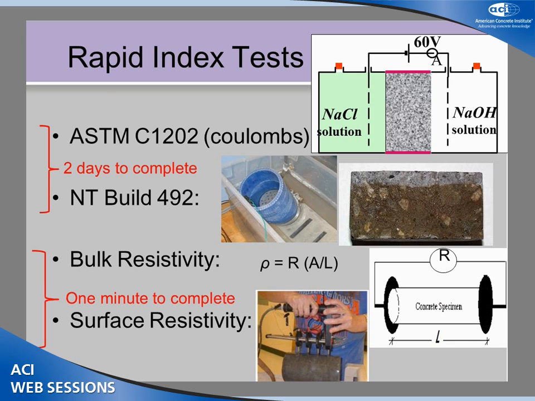The difference, it's all relative what rapid means. Typically, with ASTM C1202 and the Nordtest method, you're looking at 2 days to complete the test. By the time you prepare the sample, precondition the sample, and run the test, you're looking at 2 days. Whereas with these resistivity test methods, you're looking at on the order of 1 minute to do the test. So the sample preparation isn't the same. The test method is relatively rapid, and so there are a lot of advantages to these bulk resistivity tests.